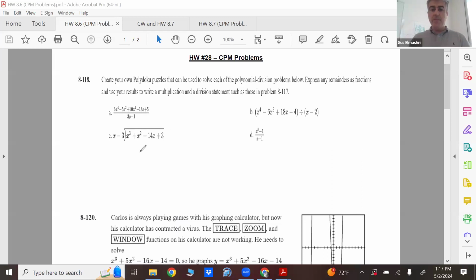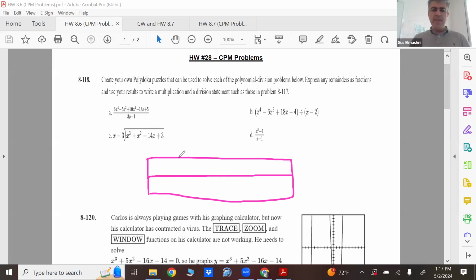Okay, part B. So Ben asked about part B. Let's do it right now. Okay, I'm not gonna do long division anymore today because I don't want to. Because I don't like it. So I don't want to.